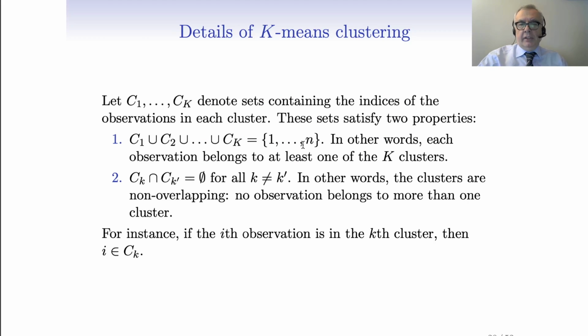Details. We denote by C1 to C capital K the sets containing the indices of the observations in each cluster, and we are looking for what's called a partition. So the union of these sets should be the whole set of my observations, and these sets should be disjoint. In other words, if I take an observation, it should belong to one and only one cluster, and the union of all the clusters should therefore include all my observations. Notation: if the ith observation belongs to the kth cluster, we will say that i belongs to Ck.